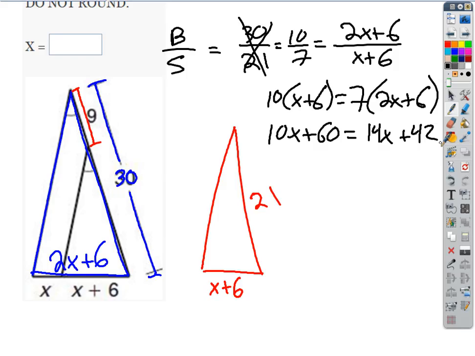Which side should we pull the x's to? How many would I end up with on the right? Good. Let's subtract 10x from both sides. So the numbers go the other way. What's the number on the other side? 18. 60 minus 42. Divide both sides by 4. And we get x equals 18/4, which reduces to 9 over 2. Very good.